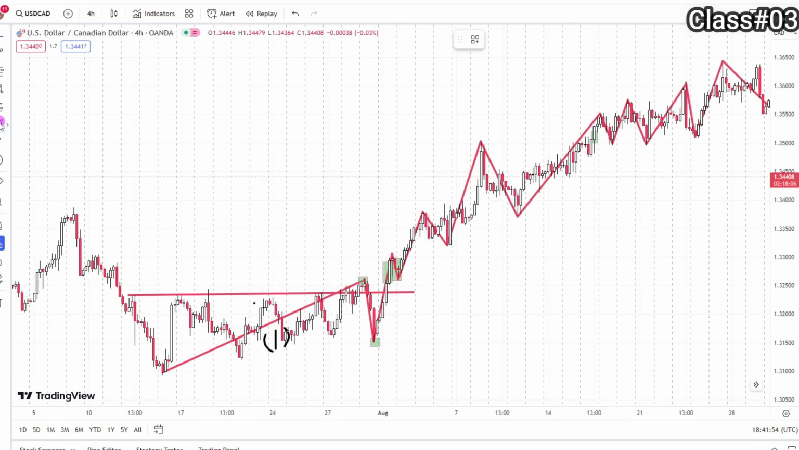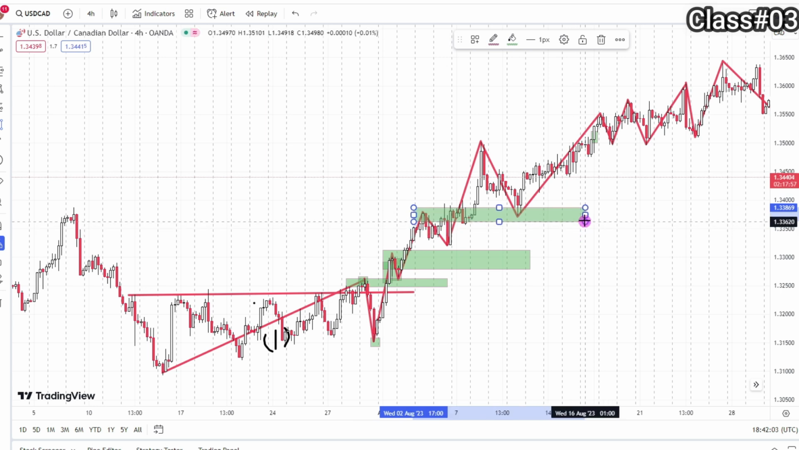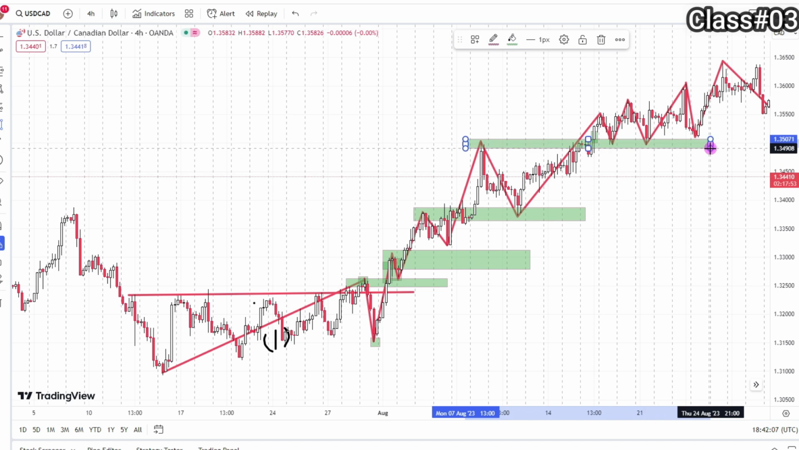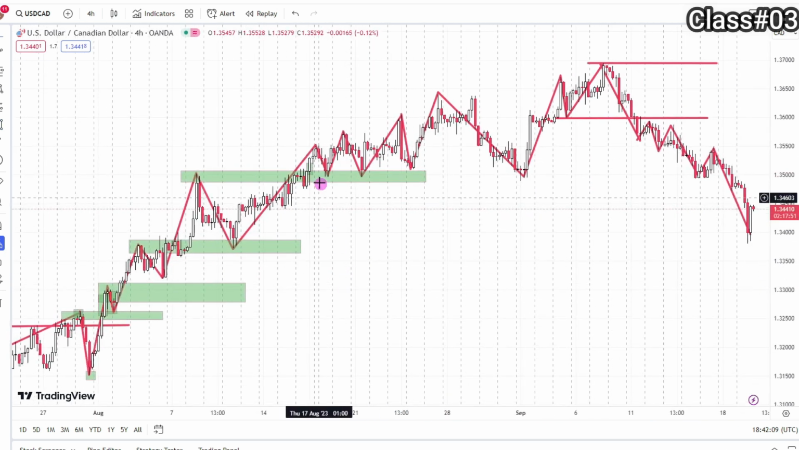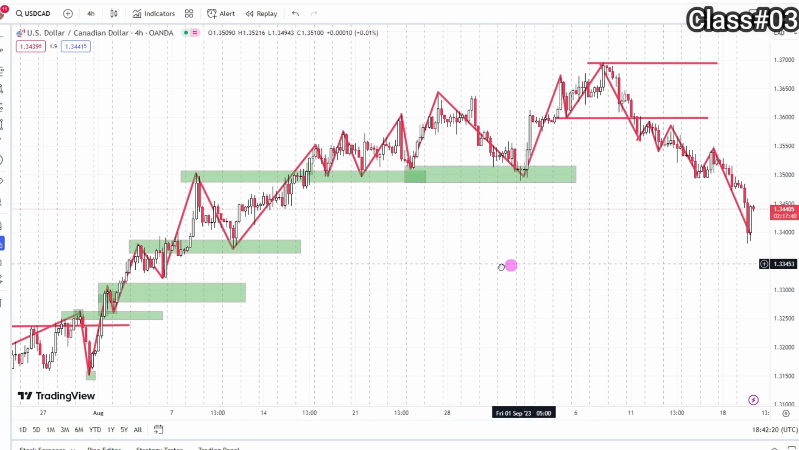So if you see, you can see that this is a break and retest, and again here you can see that this is also a break and retest entry, and here you can see that there's a lot of opportunity to take a buy entry. This is a break and retest, this is a double bottom entry, again a double bottom entry, and the market is giving you again a double bottom entry at this point.